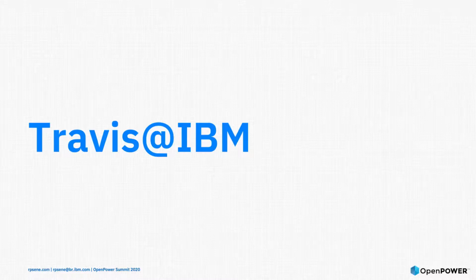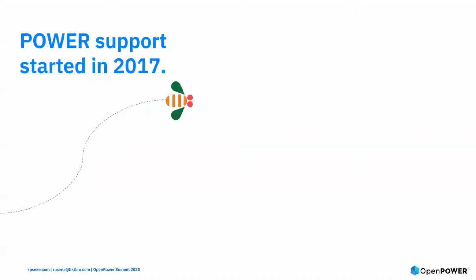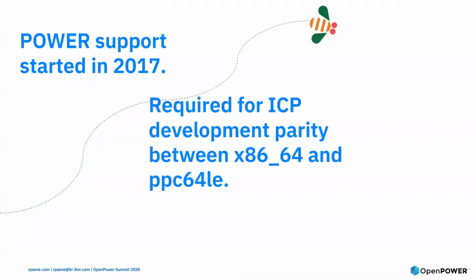So a quick example here is that at IBM, we also have Travis Enterprise on Power enabled. We started back in 2017. That was required given that we were doing IBM Cloud Private development back then. And we needed to ensure development parity between all the architectures, especially because it was a very fast development environment where people were creating code, I would say, 24 hours a day. And we needed to ensure that every piece of code that was pushed to the internal repositories was tested on x86, Power, and Z at the same time.